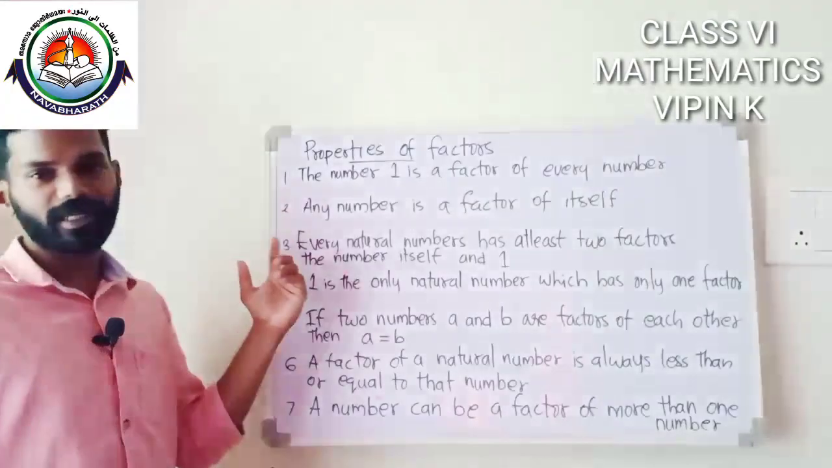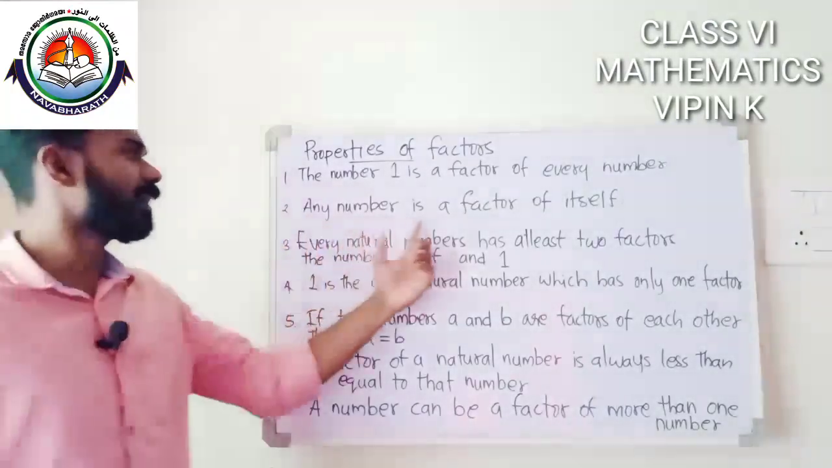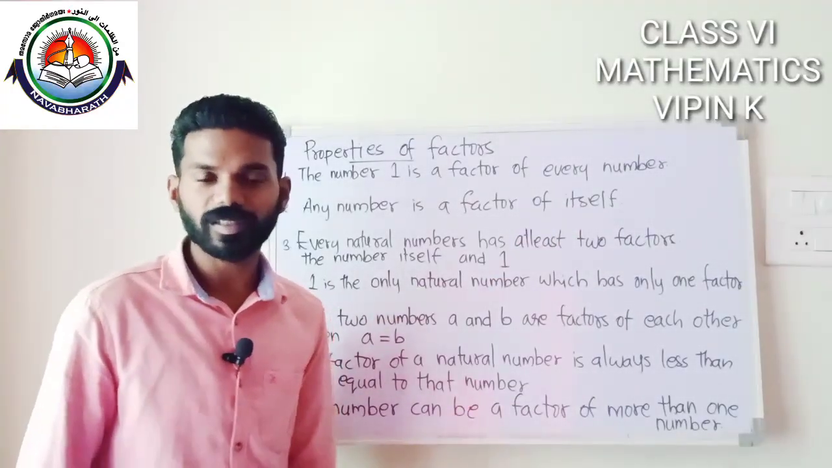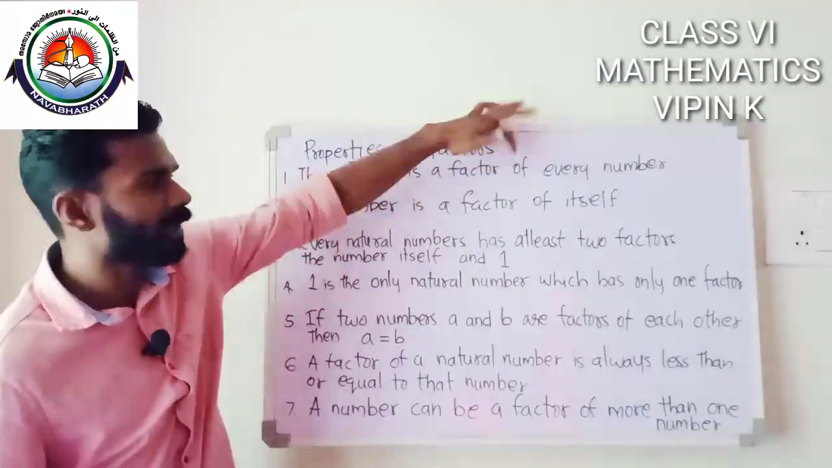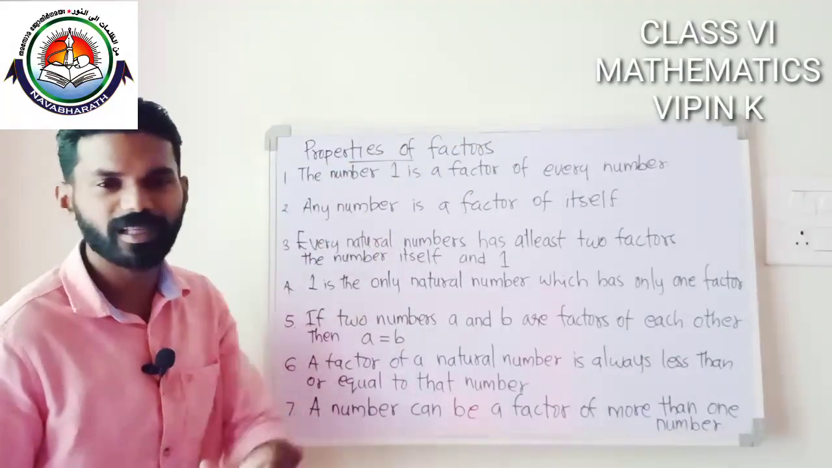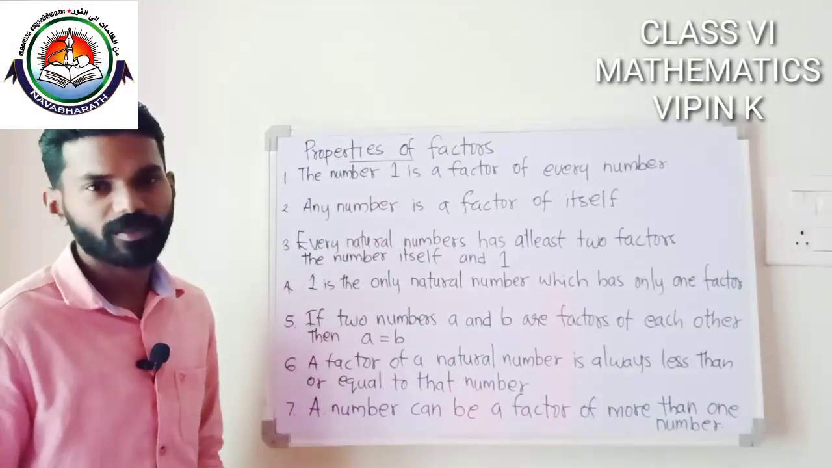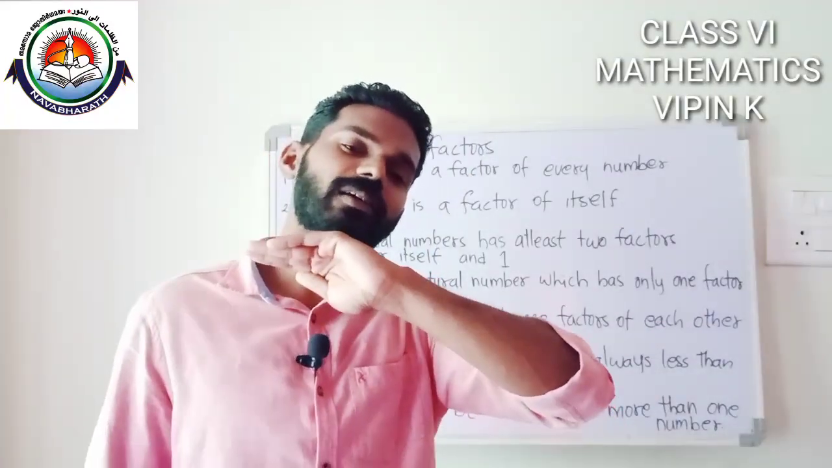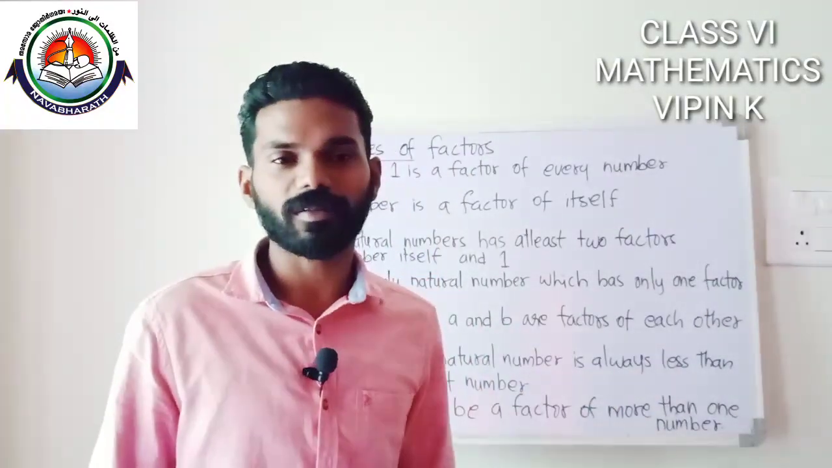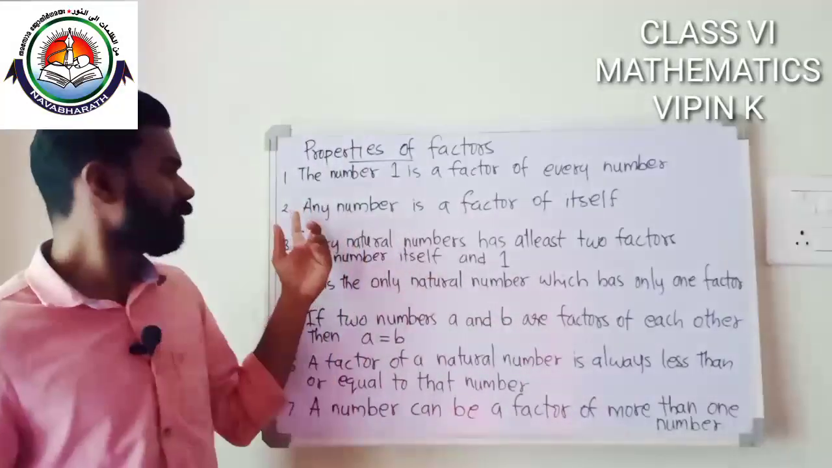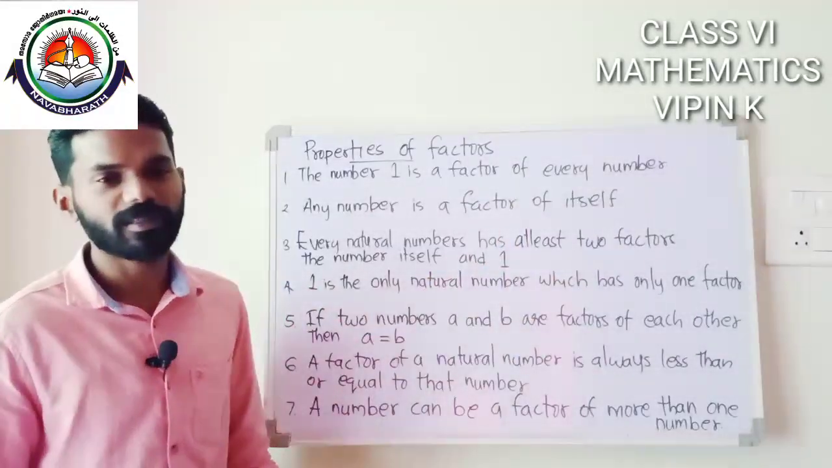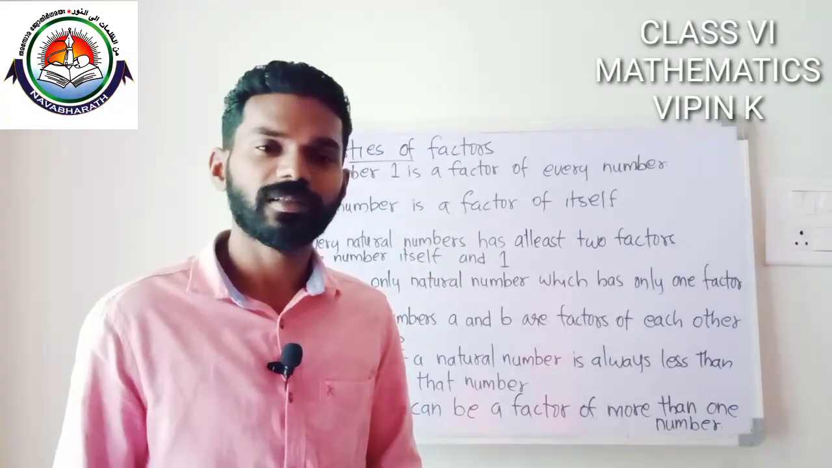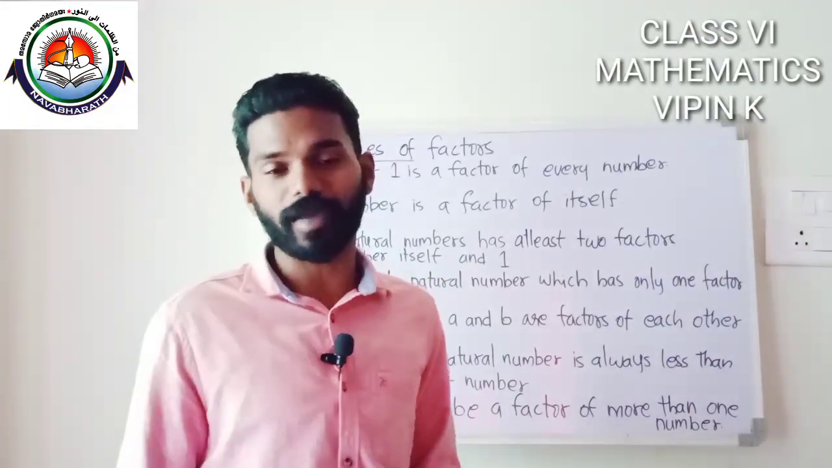Now read the second property. Any number is a factor of itself. This is somewhat like the above property, but there are some differences. On the above property, we discussed that 1 is a factor of every number, but the second property means that for any number, that number itself is a factor.